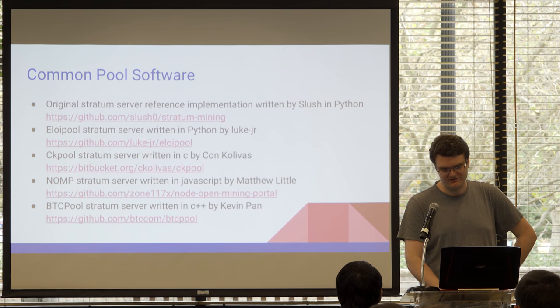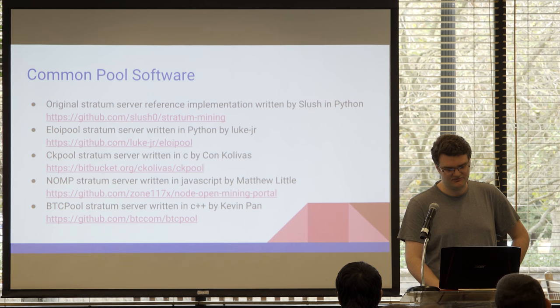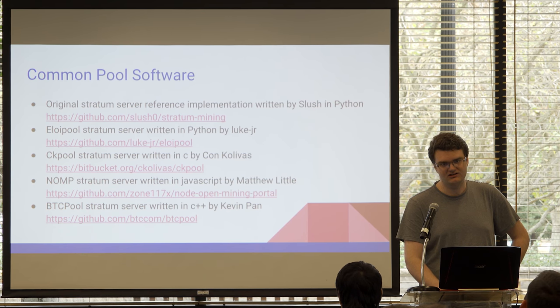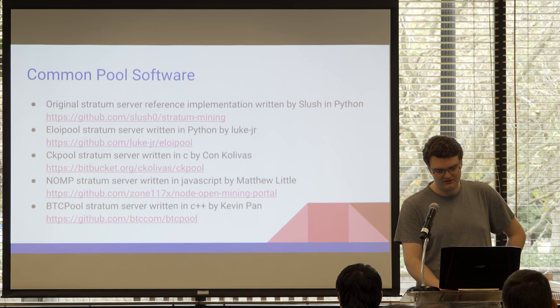So here's some common pool software. There's Slush's reference in Python, Eloipool, which is used by Eligius. There's CK pool, which is used by a number of larger pools, written in C. There's NOMP. This one isn't really used much on the Bitcoin network, but it's more common for altcoins. And then there's BTCPool, which is used by BTC.com and a number of other Chinese pools, and possibly some non-Chinese pools as well.